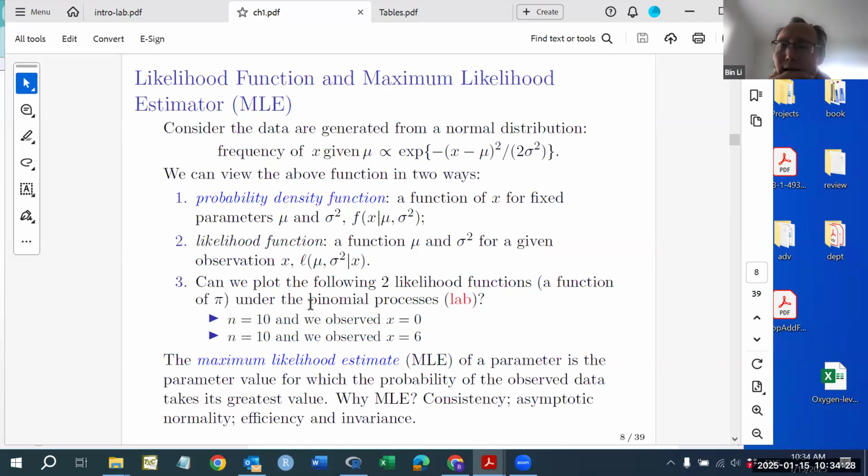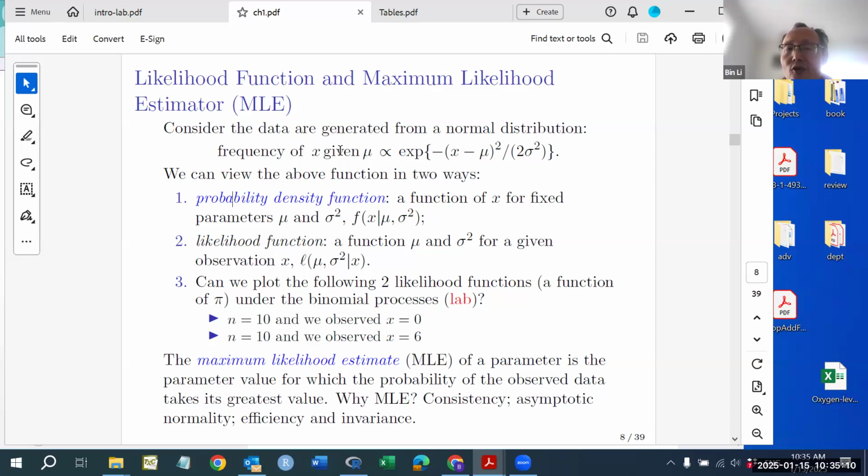Okay, now let's talk about the likelihood function and MLE, the maximum likelihood estimate. These are two very important concepts in statistics. So let's consider data, let's say from a normal distribution. So we can write the PDF. PDF means the probability density function, which quantifies the density of a particular continuous distribution.